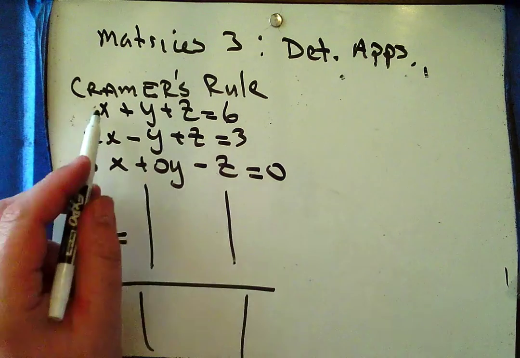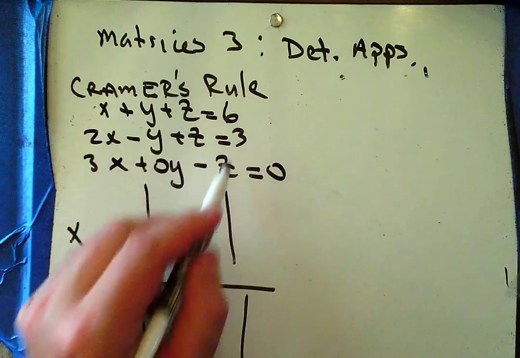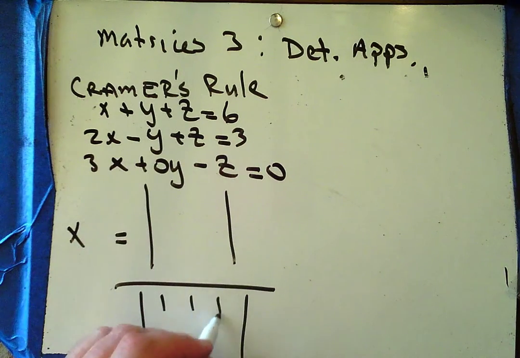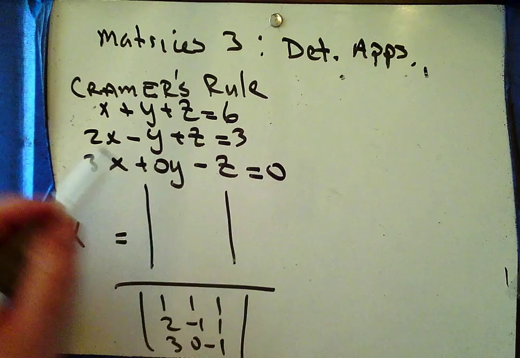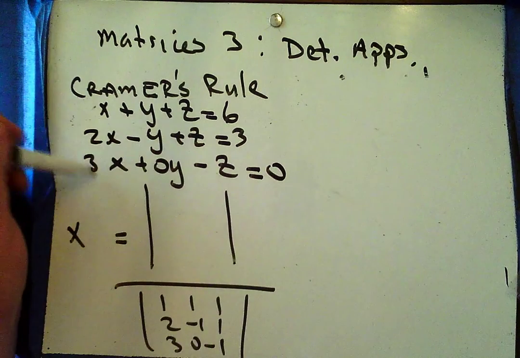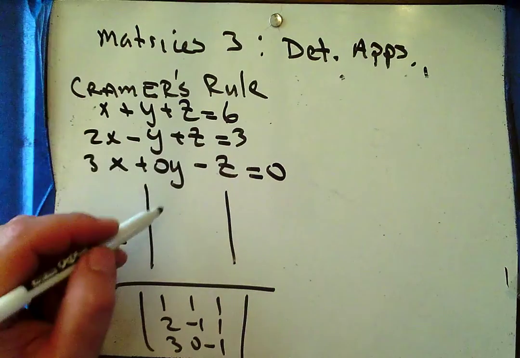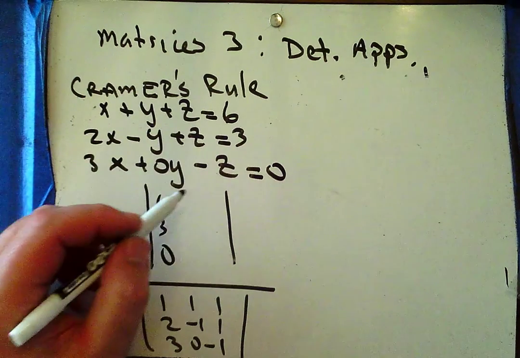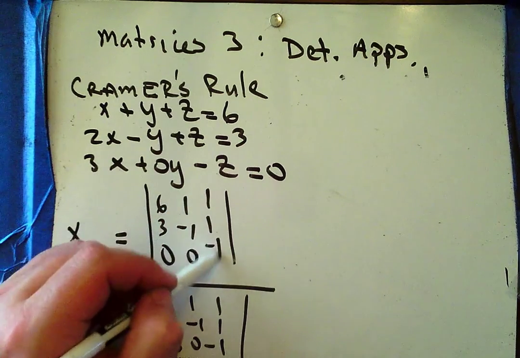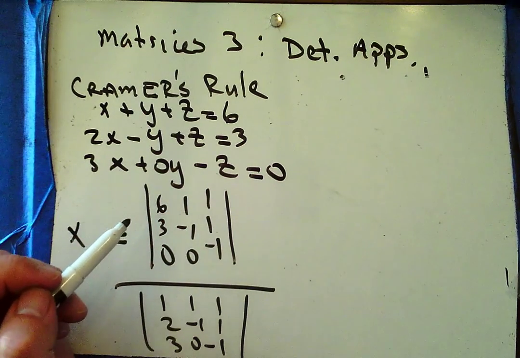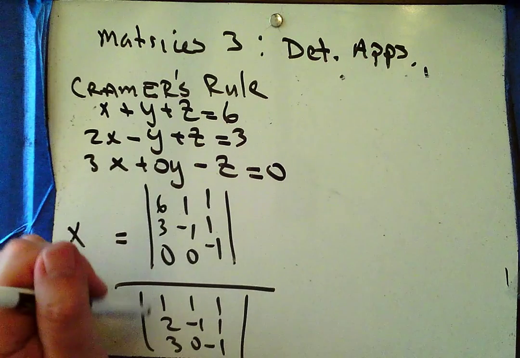The coefficient determinant is just the determinant with all these coefficients: 1, 1, 1, 2, negative 1, 1, 3, 0, negative 1. And on top, because we're looking for x, we replace these x's with these answers: 6, 3, 0, 1, negative 1, 0, 1, 1, negative 1. Okay, and now I need to find each of these determinants.